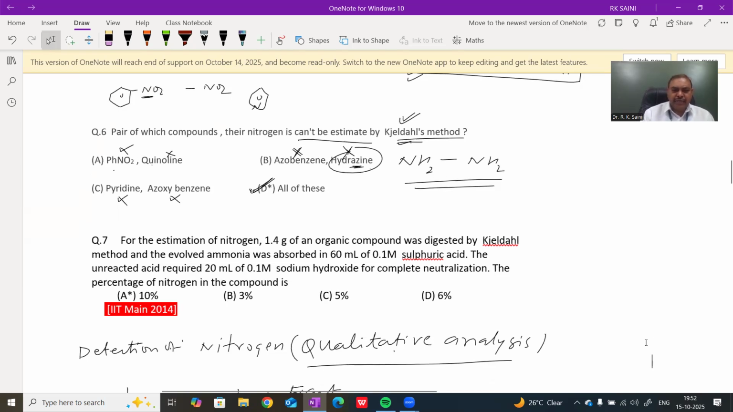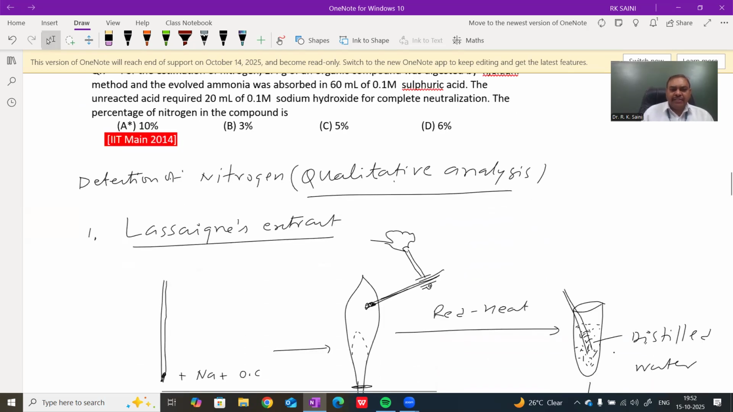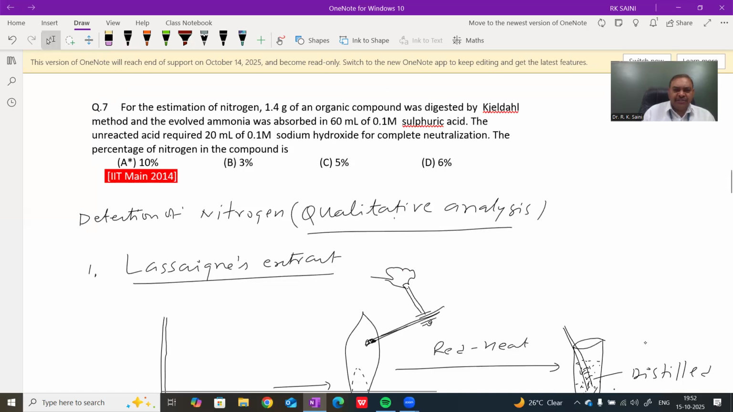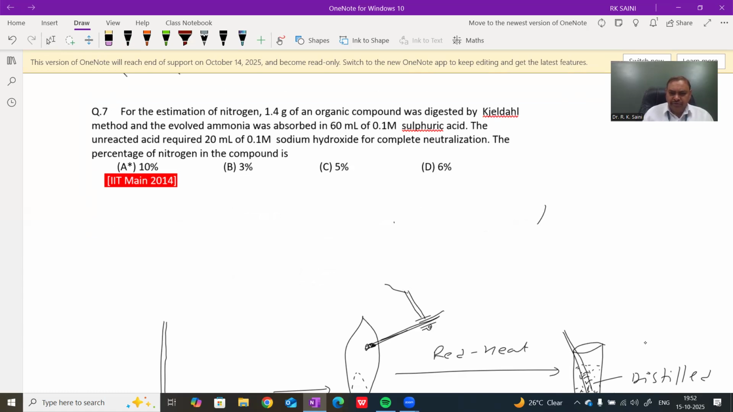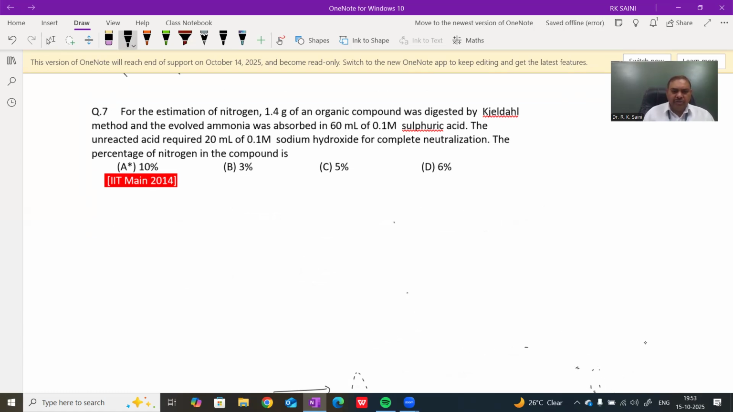Question 7, for estimation. This question was also asked in the JEE Main examination in 2014. In this question, for nitrogen estimation of 1.4 gram organic compound by the Kjeldahl method, the evolved ammonia is absorbed by 60 ml of 0.1 M sulfuric acid, and then the unreacted acid required 20 ml of 0.1 M sodium hydroxide for complete neutralization.